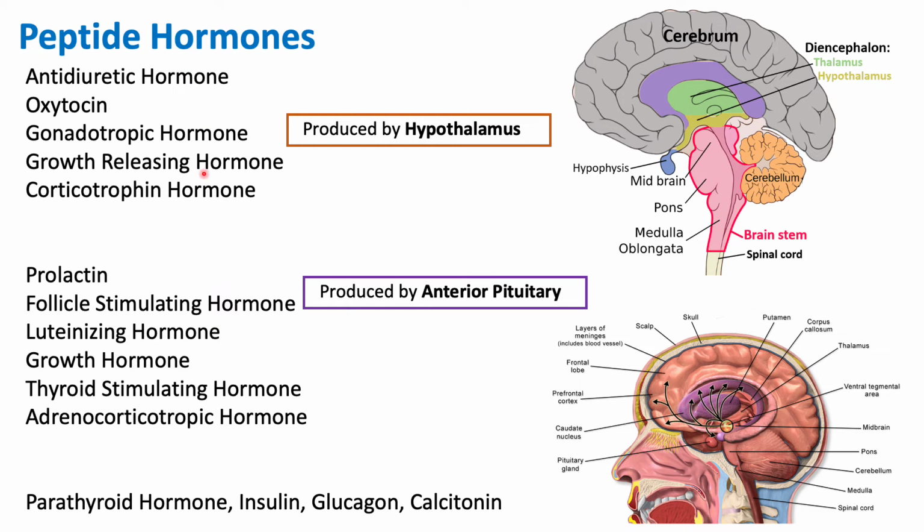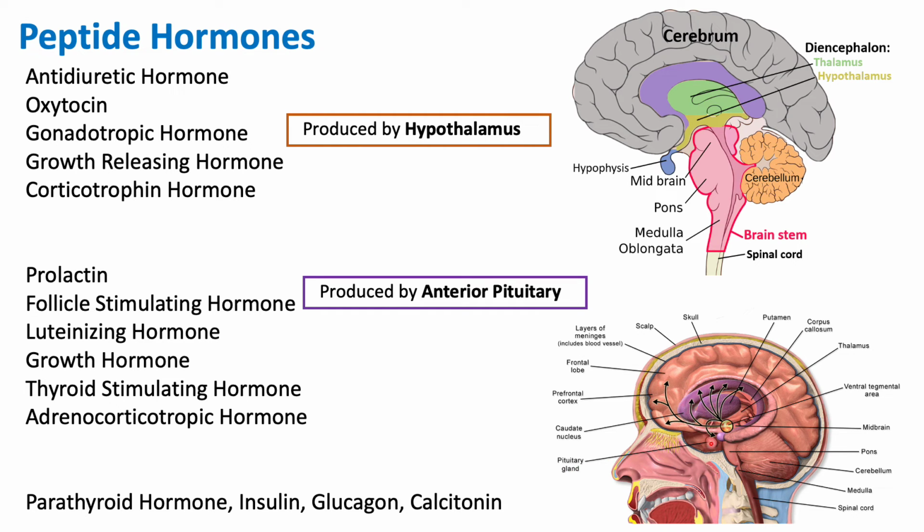Now, going over all the peptide hormones, we have two different categories: the peptide hormones that are produced in the hypothalamus, and the peptide hormones that are produced in the anterior pituitary. The anterior pituitary and the hypothalamus are both located in the brain. The anterior pituitary we can actually see in this cross-section of a brain. If we're looking at this cross-section on the inside, we can locate the anterior pituitary to be right here.